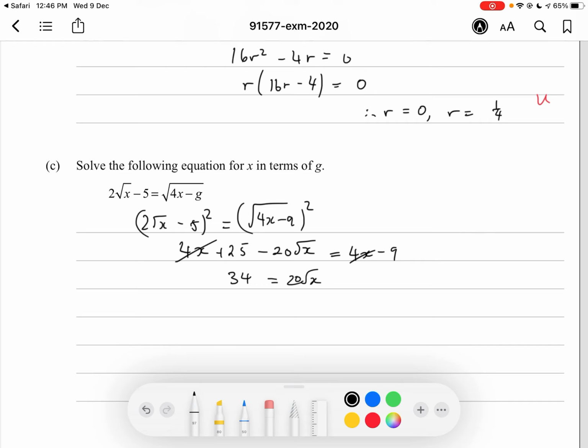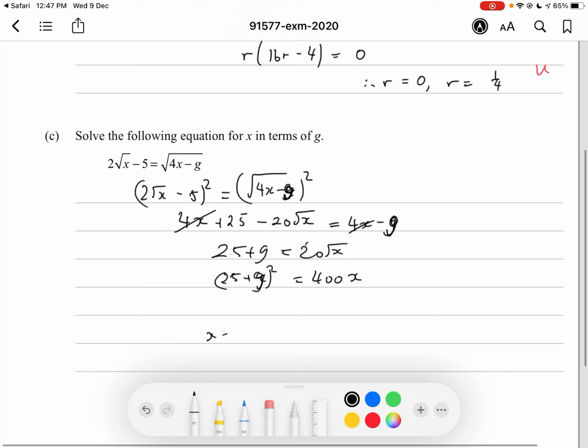So now we have to square both sides again. Oh, sorry, it's not 9. It's g. My bad. Poor handwriting. So 25 plus g equals 20 root x, and if we square both sides, we'll have 25 plus g whole squared equals 20 squared, which is 400, times x. So therefore x equals 25 plus g squared all over 400.